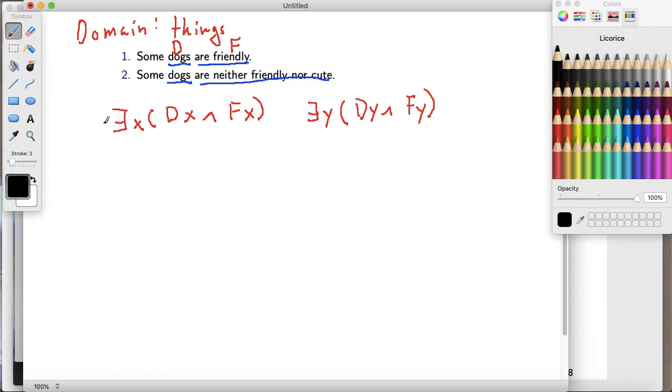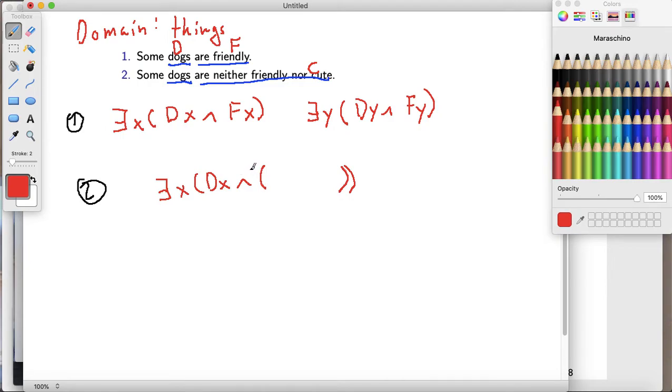So we have for number 2, so this was number 1. For number 2 now, again, using D for dogs, F for friendly, and let's use C for cute, we would have "some dogs are neither friendly nor cute" becomes: there exists an x such that what? Well, x is a dog, and now we have to do the main predicate. What's that going to be? Well, neither friendly nor cute.